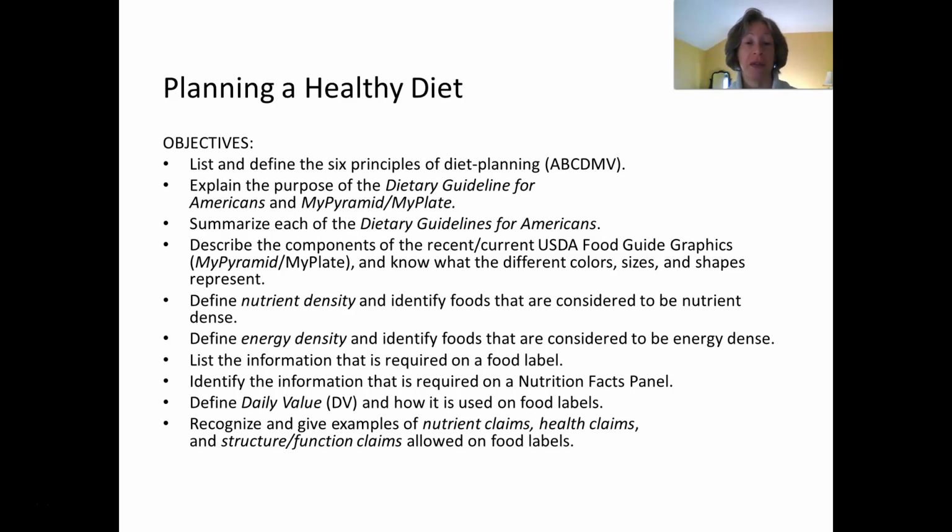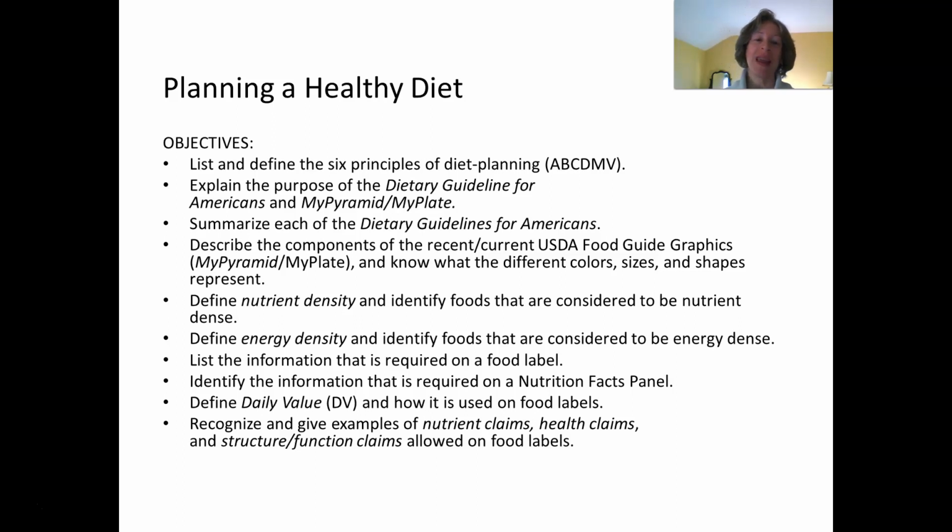And that involves the 6 principles of the diet planning, or the 6 diet planning principles. And that acronym is different from the nutrition assessment acronym. The acronym for the 6 diet planning principles is ABCDMV. Adequacy, balance, calorie control, nutrient density, moderation, and variety. For these, you should have a working definition in your head for each one of these, or be able to pick out an example of one if one is presented to you.